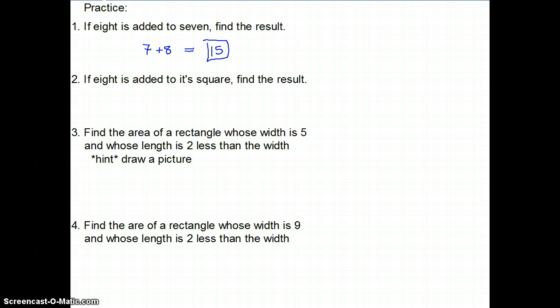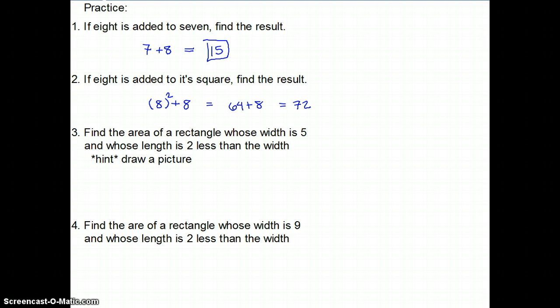If 8 is added to its square, find the result. 8 is being added to something, so I've got something and I'm adding 8. 8 is being added to its square, so I'm going to start with the square of 8, or 8 squared. 8 squared is 64. 64 plus 8 is 72.